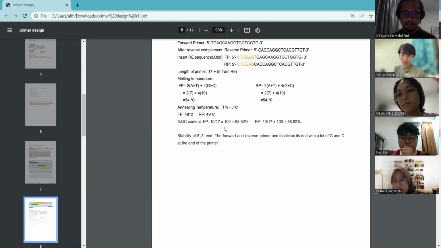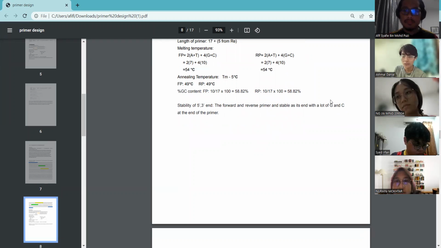For the GC content, I just calculate the GC, divide it by 70, and then multiply by 100. So for both I got 58.82 percent. As for the stability of the 5' and 3' ends, the forward and reverse primers are stable, as they end with a lot of GC at the end of the primer.